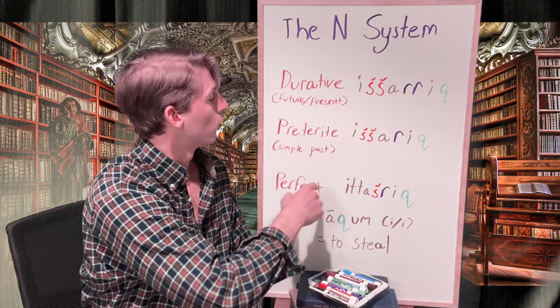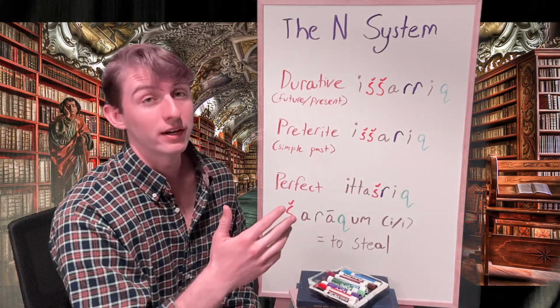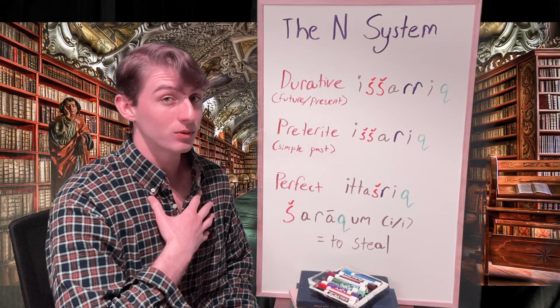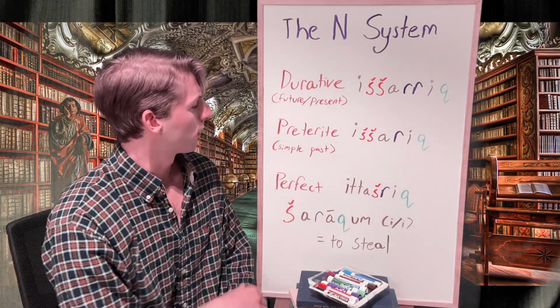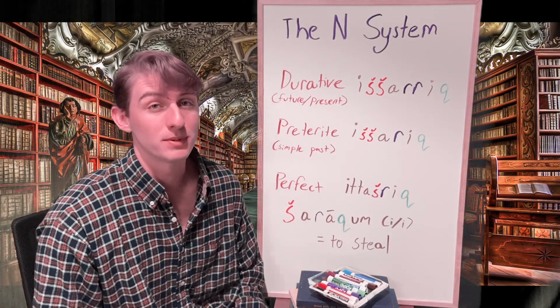For the preterite, or simple past, we would read ishshariq as "he, she, or it was stolen," again, passively receiving that action. And for the perfect, ittashriq, we would read this as "he, she, or it has been stolen."